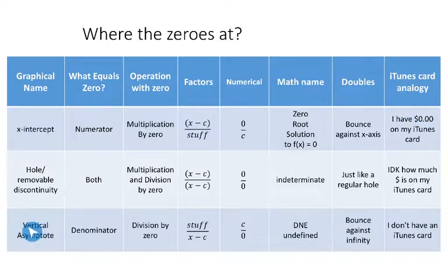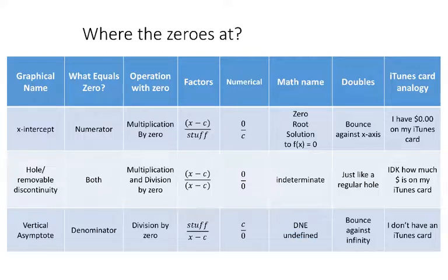Now the vertical asymptote, just to go through it. What equals 0? The denominator equals 0. What operation is happening with 0? We're dividing by 0. What does it look like? You're going to have some stuff and then some sort of x minus c or 3x minus 4 or something like that. You're going to have variables in the denominator. Numerically, it's going to look like some number over 0. The math name for this is either does not exist or undefined. Okay? Undefined, because you can't quite define infinity.